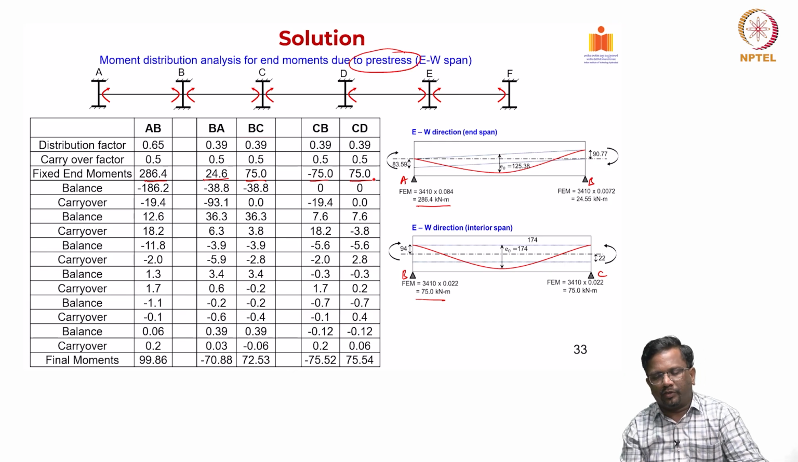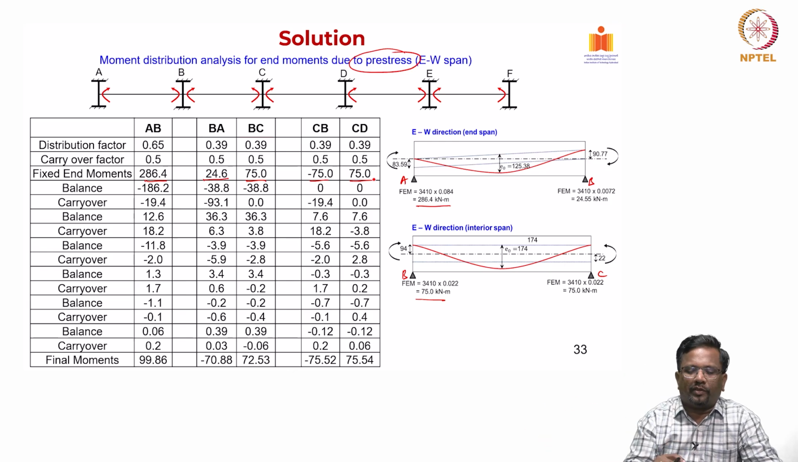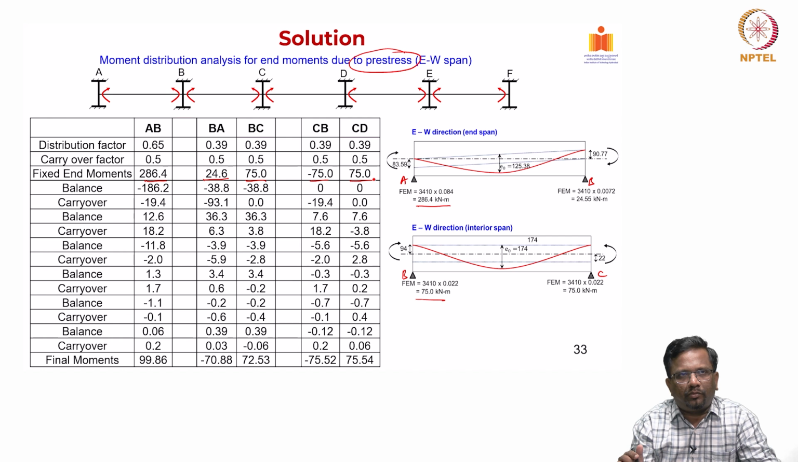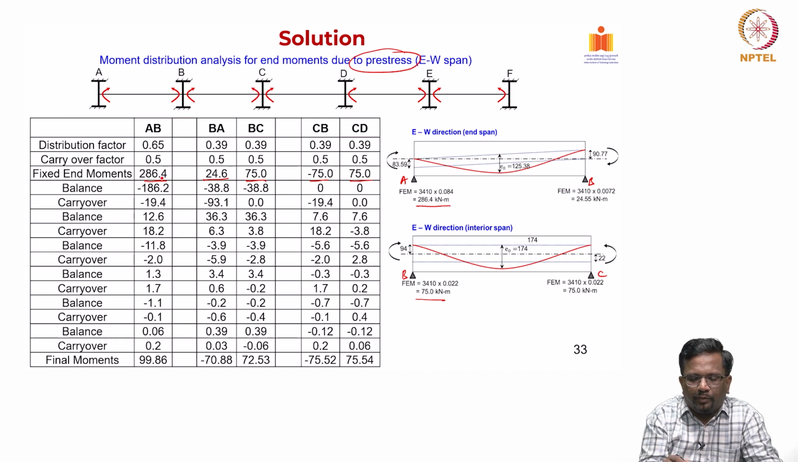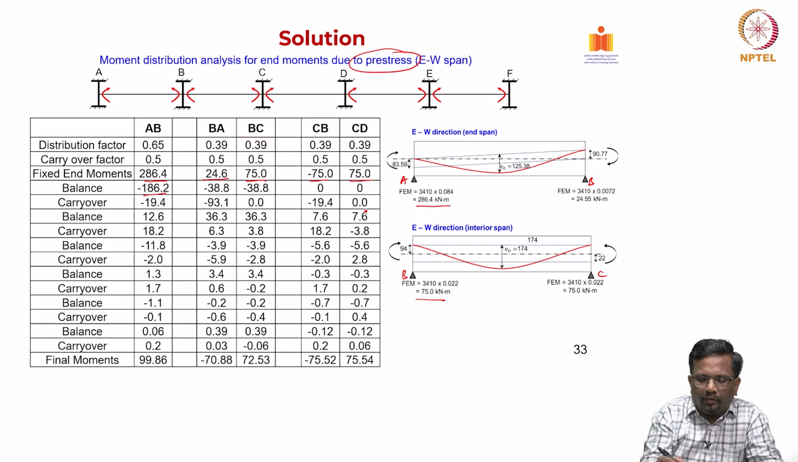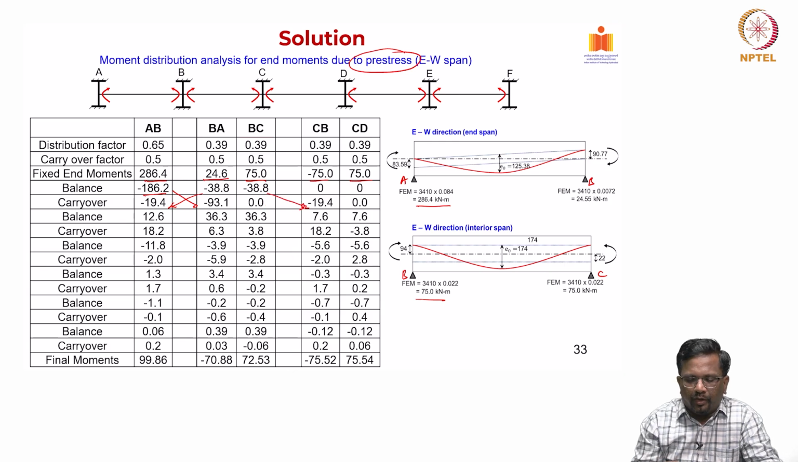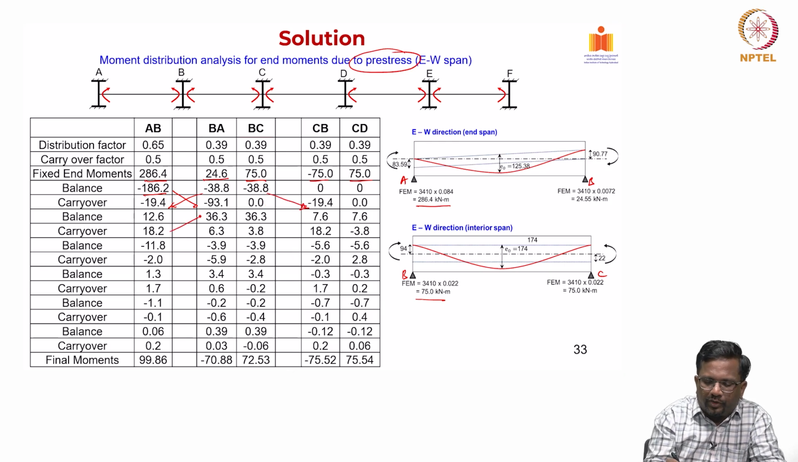So, we are doing calculations only up to this, the other spans will not affect the results because of the symmetry, right. So, now we try to balance this by applying negative 286 in proportion to the distribution factor. So, 0.65 times negative 286 will work out to be negative 186. Now, this joint has a balance of negative 38.8, then you get carryover, right. You can see the carryover goes here. So, like that we continue the process, right.